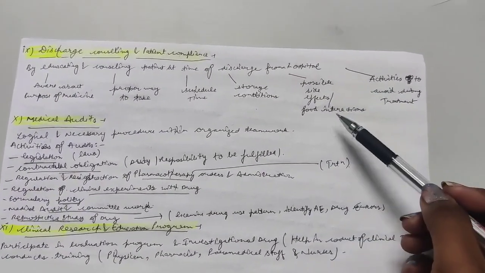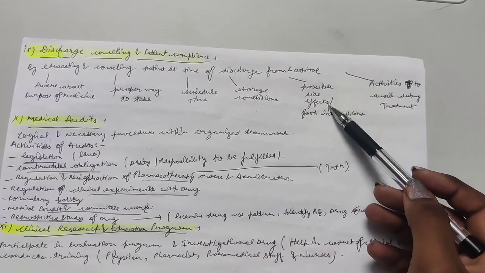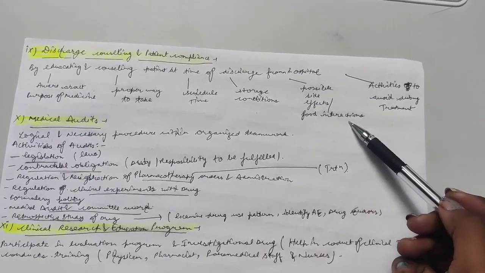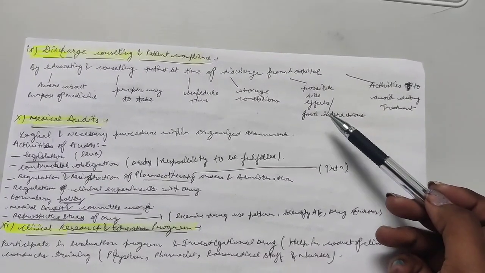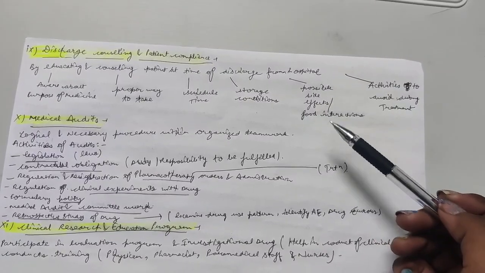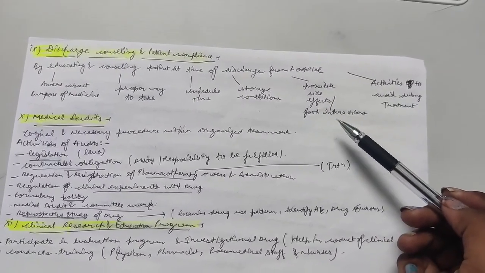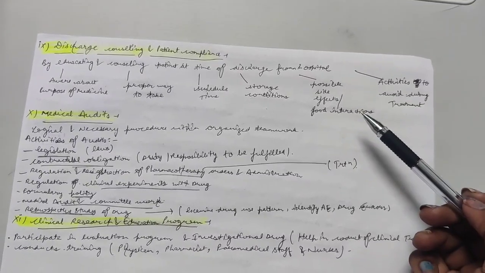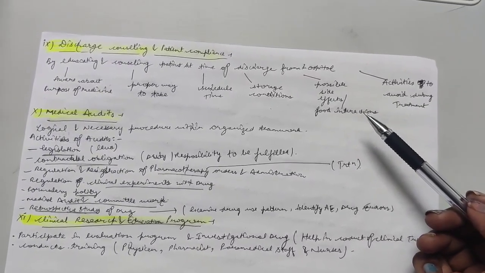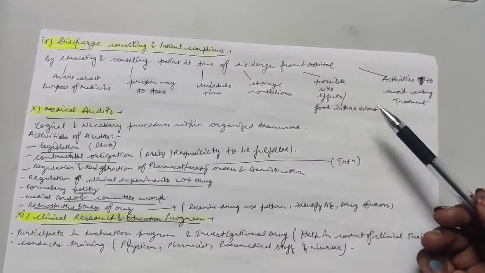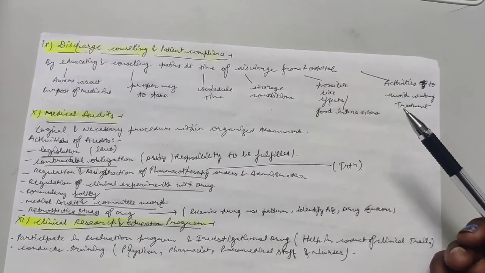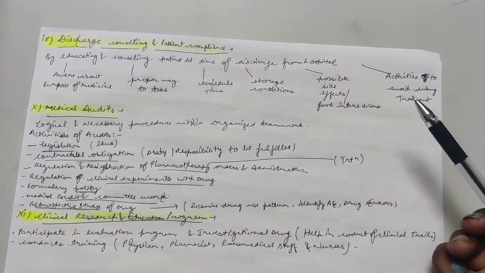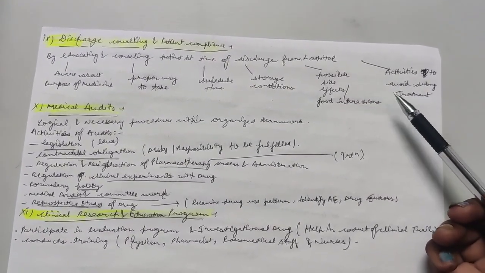What are the possible side effects of the drug and the food interactions, like when we consume iron tablets, the stool color changes to black. Common food interactions: calcium and antibiotics should not be taken together. Green vegetables and anticoagulants should not be taken together.